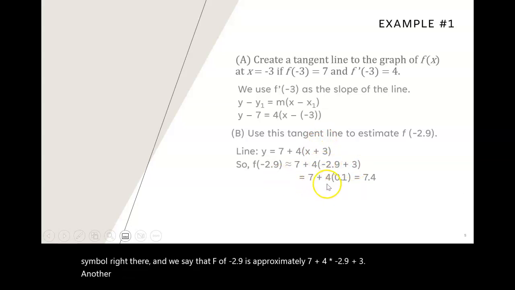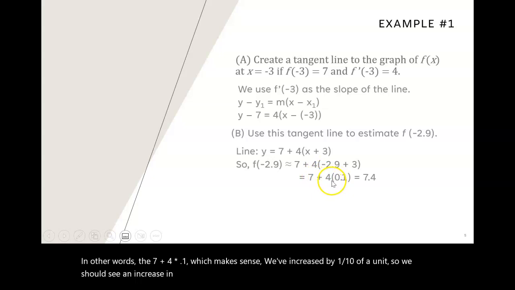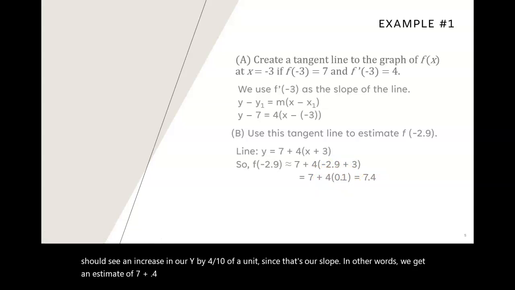In other words, 7 + 4 times 0.1, which makes sense. We've increased by 1/10 of a unit, so we should see an increase in our y by 4/10 of a unit, since that's our slope. In other words, we get an estimate of 7 + 0.4, or 7.4.